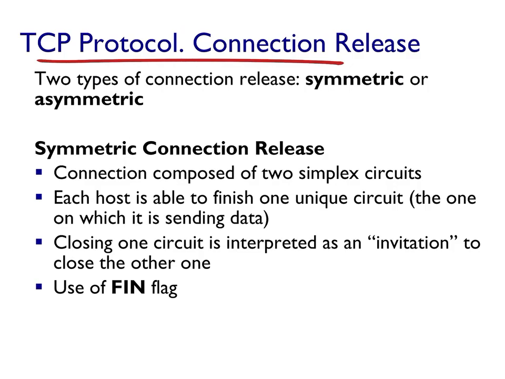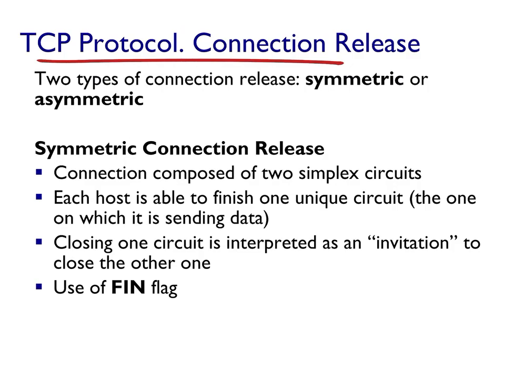Now that we know how to establish a connection, we are going to start with the connection release, the disconnection. So after sending data, we have to release the connection in the sense that we have to free all the resources from the TCP connection and be able to provide them for a future connection. So there are 2 types, symmetric and asymmetric connection release.